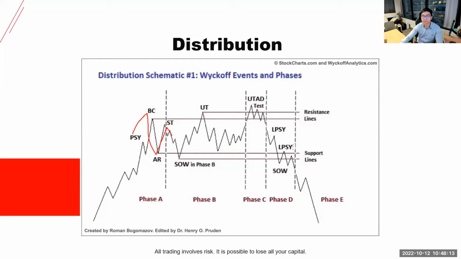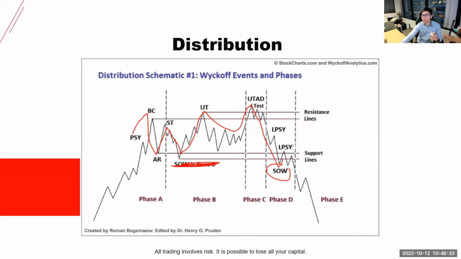I do not draw my sign of weakness here. I actually draw it here. This one I ignore completely. So I just take it as price goes up, UT, UTAD. The distribution is actually way more complicated than accumulation. But if you get it right, you are right. UTAD, test, last sign of weakness, last point of supply before price goes down.